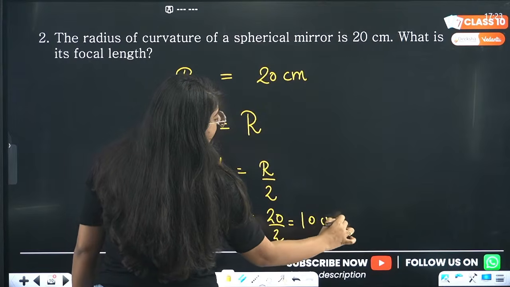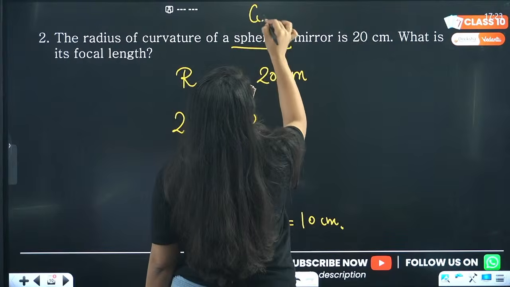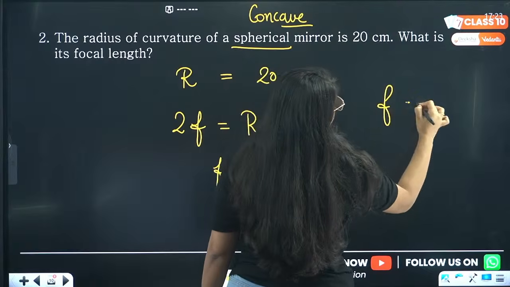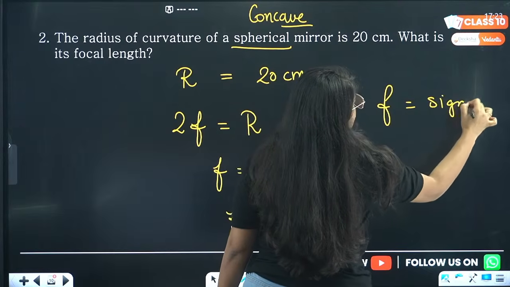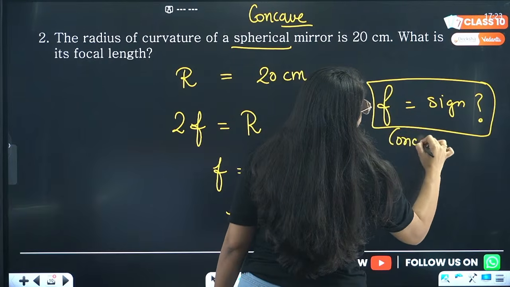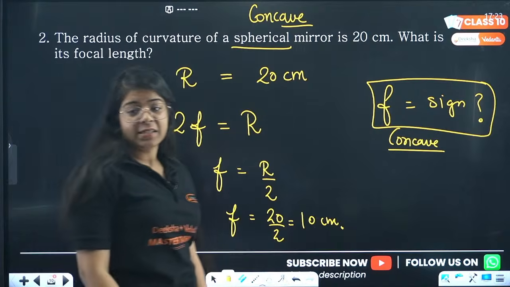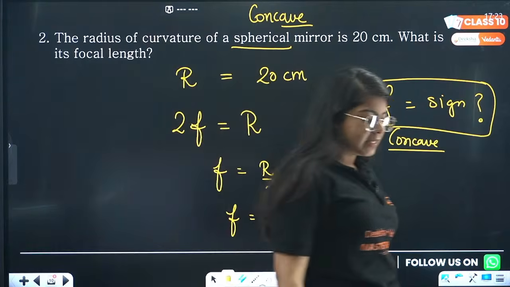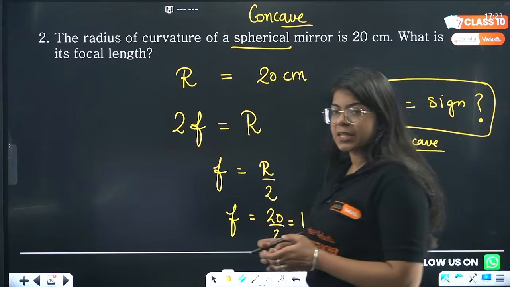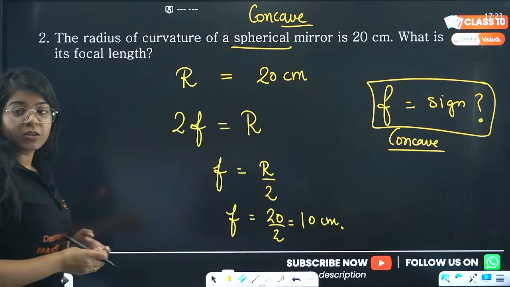If I say it is a concave mirror, then what is the sign of focal length? What is the sign of focal length for a concave mirror? Then the answer will be what? Plus 10 centimeter, minus 10 centimeter. Minus 10 centimeter. Great. Good. Yes, I saw your answer. Okay, good. Now let's move on to the next question.